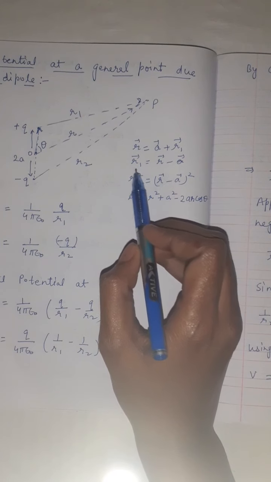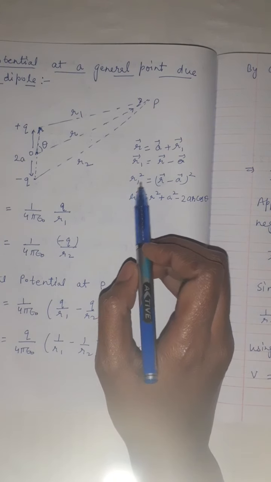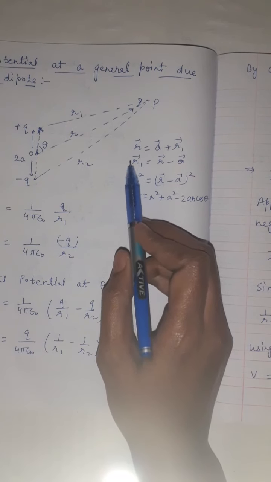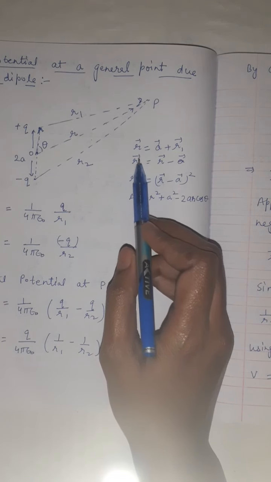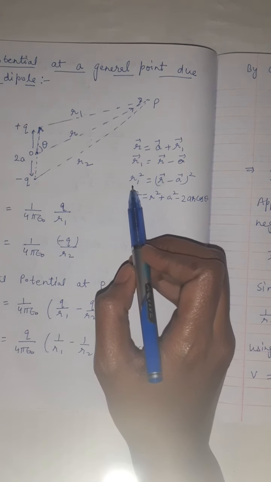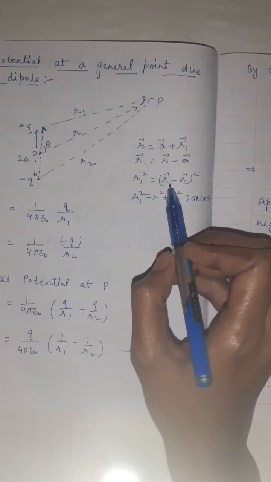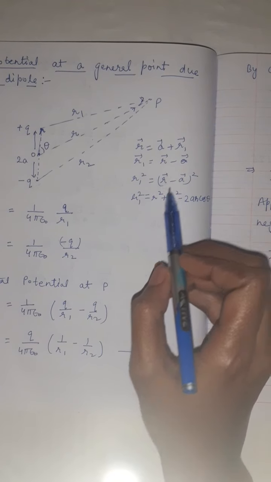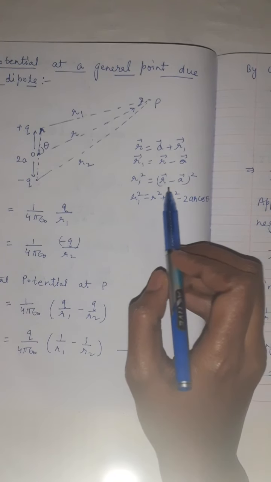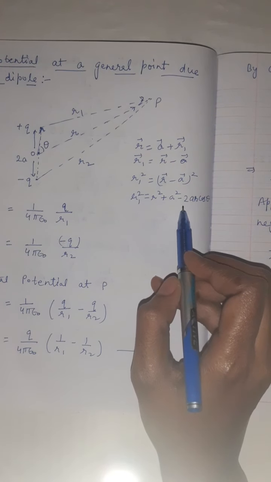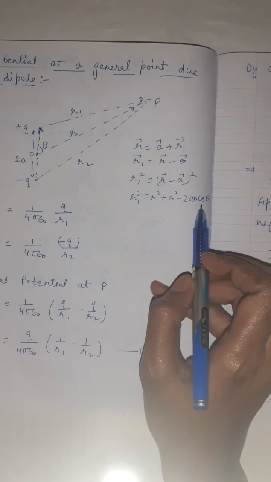To calculate its magnitude, we will square on both the sides. So when a vector is multiplied by itself, it will become its magnitude square. So r1 square is equal to this r minus A whole square. When we expand it, we will get r square plus A square minus 2aR cos theta.